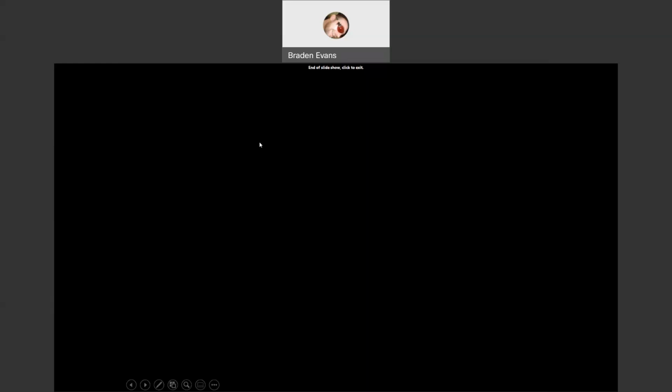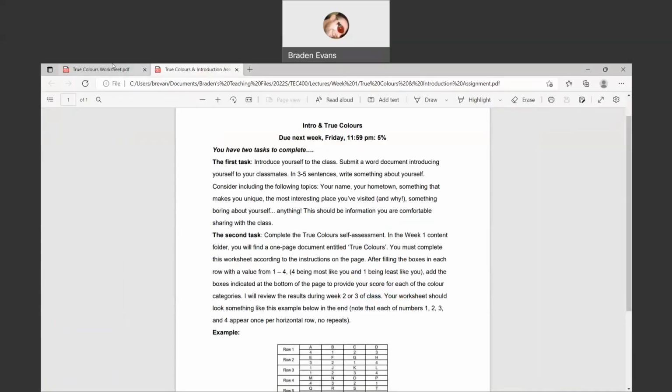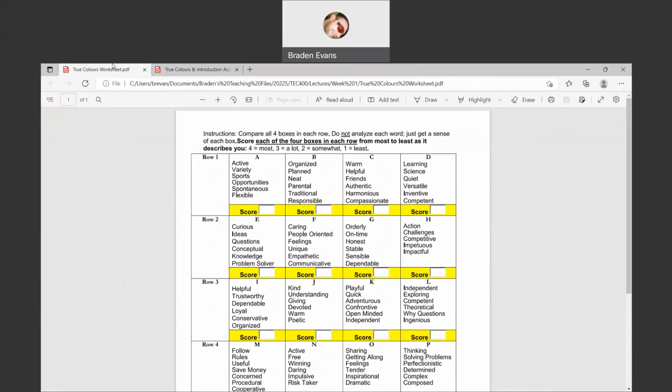Very quickly, I will bring up our True Colors worksheet and walk you through the steps on filling this out. It's important that you do this correctly. Here are your instructions. You can do this on rough paper. You don't have to print this out. You can do it by hand, or in a Word document, whatever you want.